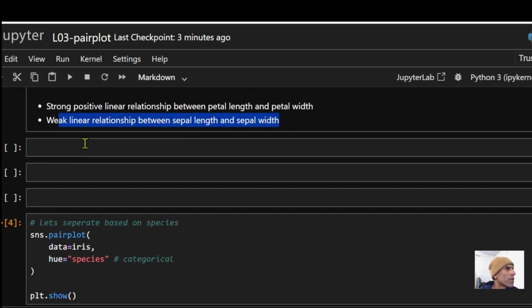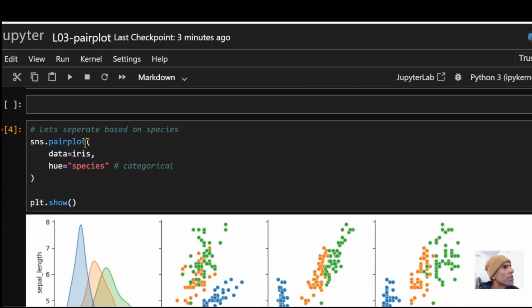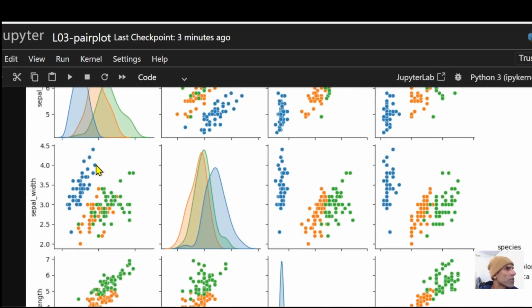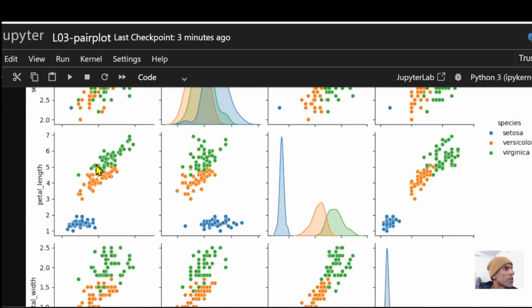Now you can also separate them based on the species. I'm doing the same thing, calling the pair plot inbuilt method, and this time I'm specifying hue equal to species. Hue should be categorical in nature, by the way. When I plot this, it's the same plot, but it's going to put different colors on the data points based on the species. If it's a Setosa, it's going to put blue; if it's a versicolor, orange; and if it's a Virginica, green.